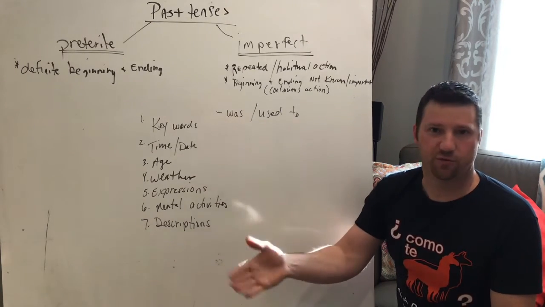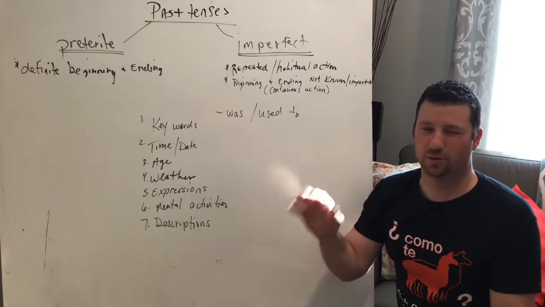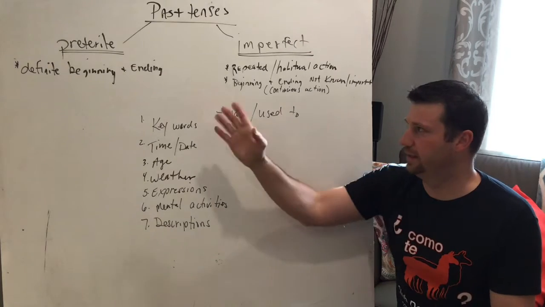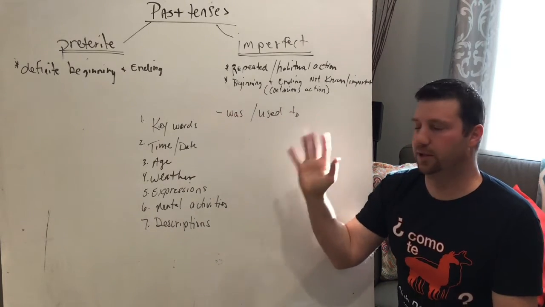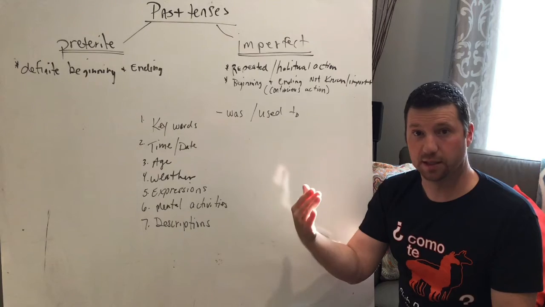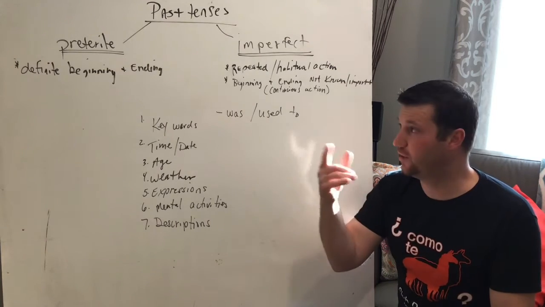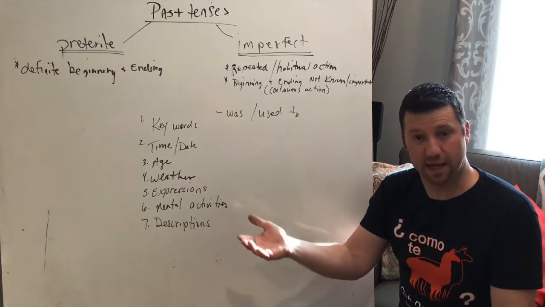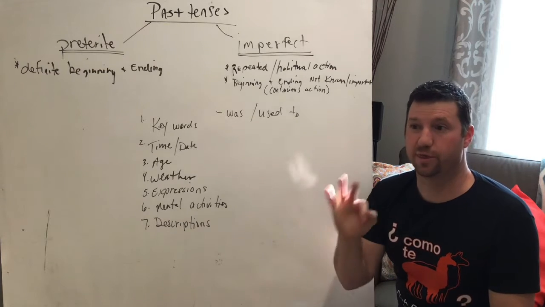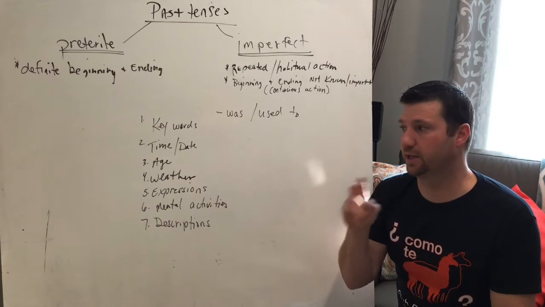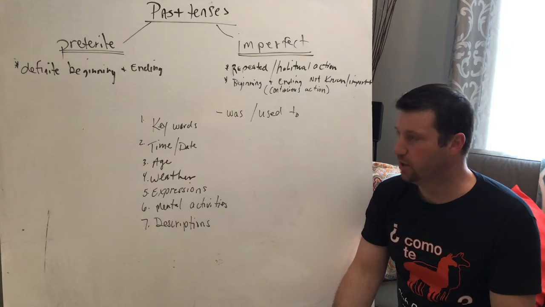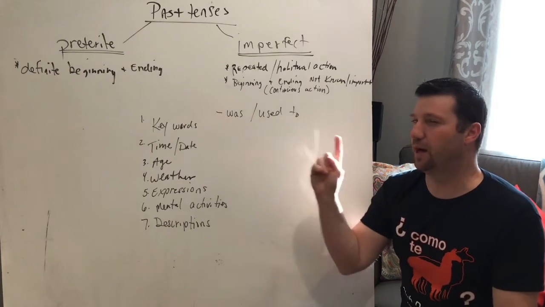Ir: fui, fuiste, fue, fuimos, fueron. Those are all the really tough ones to get. That is the preterite. The imperfect were the ones we just learned: aba, abas, aba, abamos, aban for AR, and then ía, ías, ía, íamos, ían for IR and ER. There's only three irregulars in there: ir, ser, and ver. So know the conjugations, then we can talk about how this works.